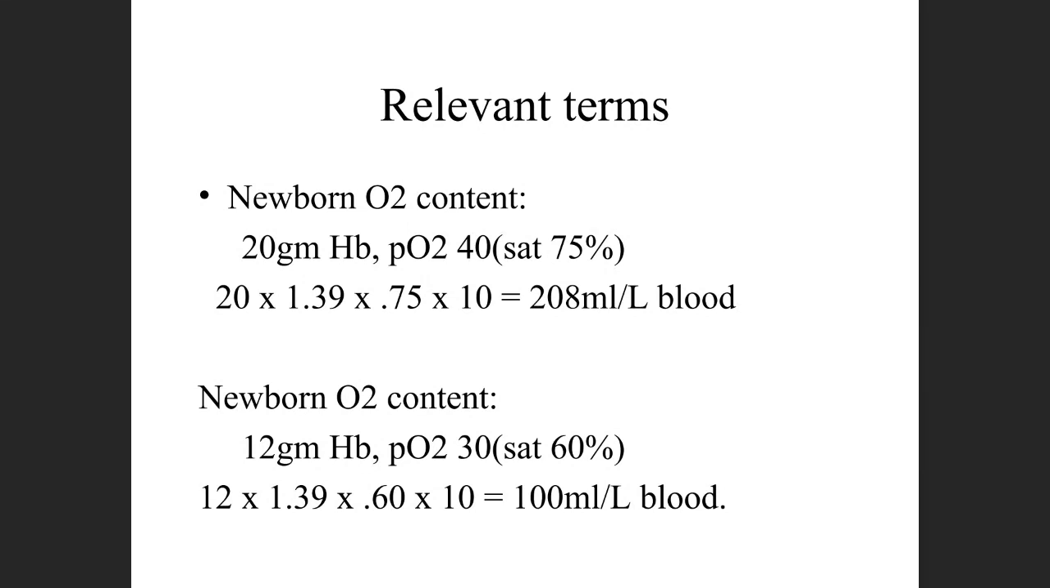In a newborn, the oxygen content may be calculated using the hemoglobin level, and in the newborn period, the hemoglobin level is usually high, so 20 grams would be a normal hemoglobin in that patient. And at a saturation of 75%, the calculation for the oxygen content would come to 208 mils of oxygen per liter of blood.